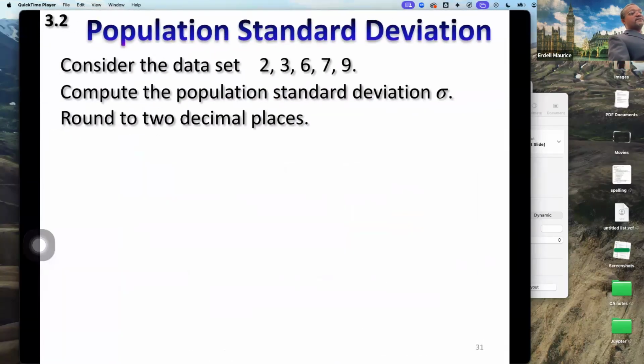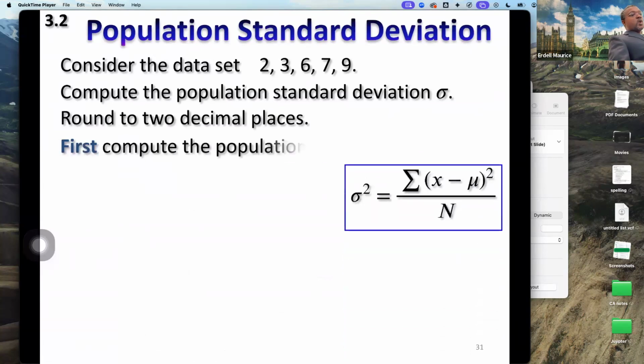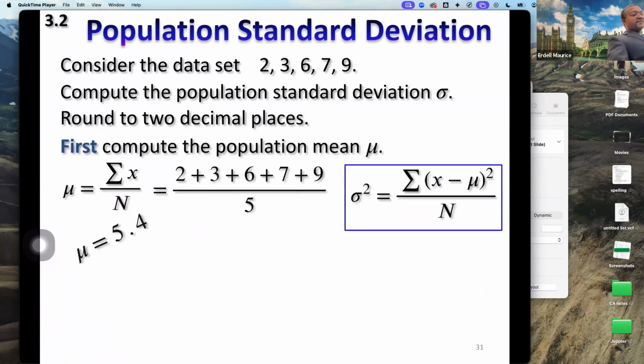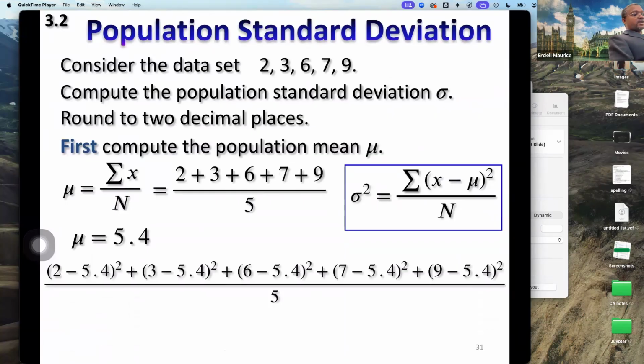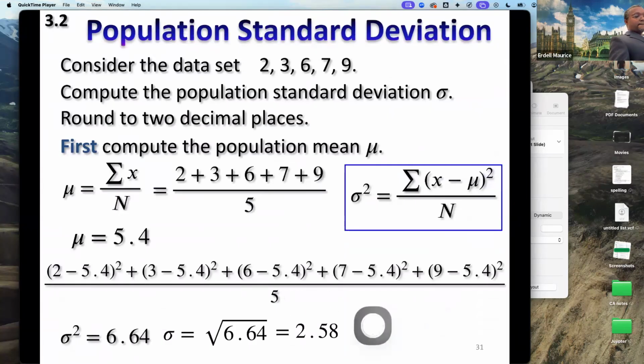If I use the same data set, the population standard deviation, the only difference is instead of dividing by 4, I divide by 5. And so because of that, the answer I'm going to get is going to be slightly smaller. The population standard deviation is always smaller than the sample standard deviation. Questions there?